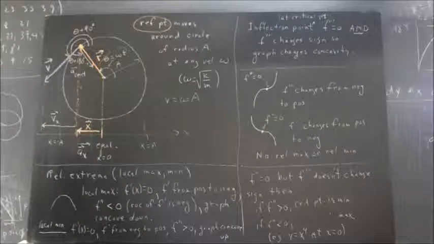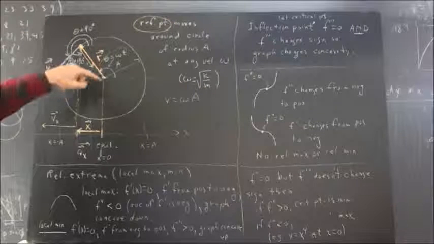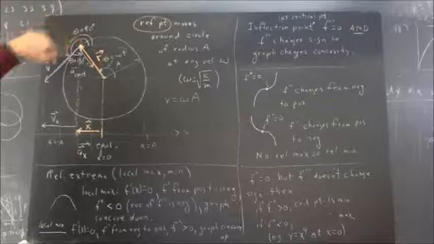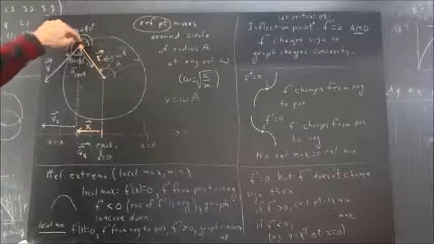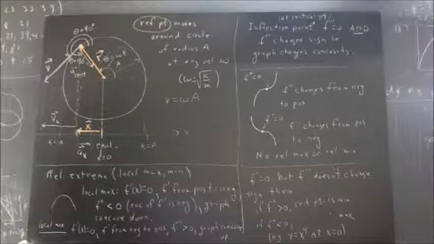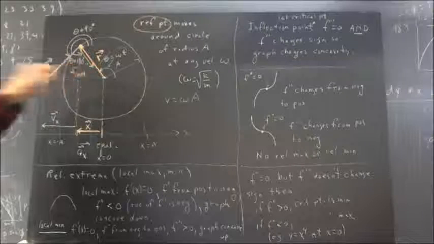Okay, well, this velocity vector is tangent to the circle. This vector is radial. It goes from the center of the circle out to the point where the velocity vector is tangent, so that these two vectors make a right angle. That means that, well, let's see, this angle here is theta.